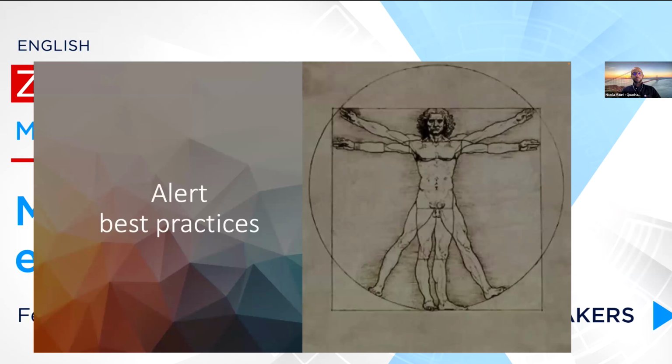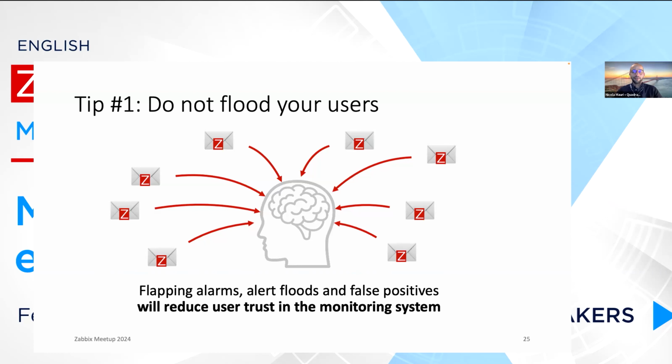So the second step is alerting, which is very, very important, because for many users, notifications are the main contact point with Zabbix. And some users, really, believe me, do not open the front end at all and learn from alerts what's going on. So it's really important to set up correctly the alerts. The first advice is obvious. Do not flood your users, okay?